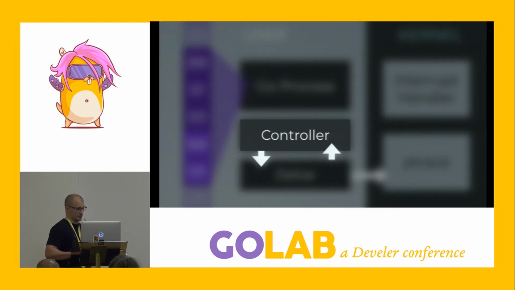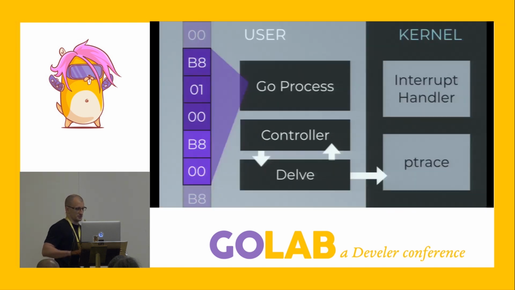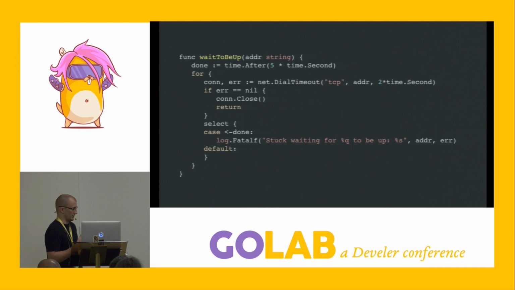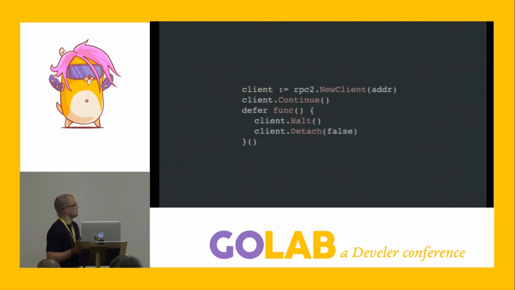So let's go ahead and implement the controller. This is the process that's going to use the Delve API to automate Delve. This is what that looks like. We have an exec command that tells Delve to attach to the PID of our process. We run it in headless mode, specify the API version and the address to listen on, and then we start up Delve. There's a little helper function here to poll on that address to make sure it's actually accepting connections. Not really that important, but you want to make sure Delve is listening before you connect to it.